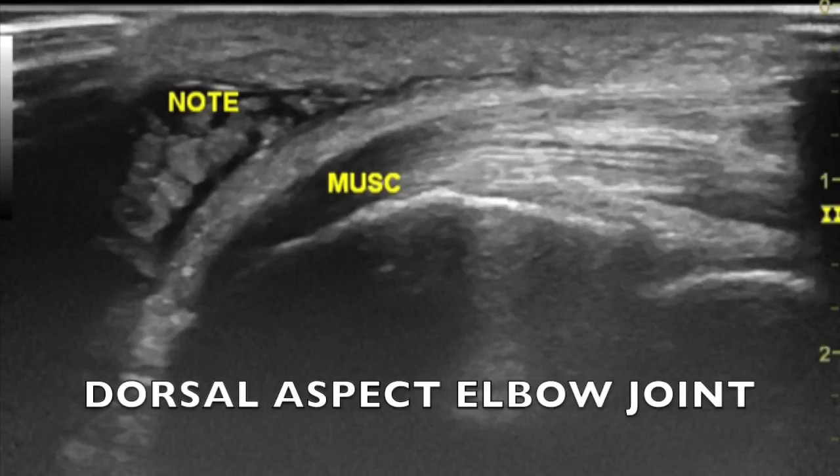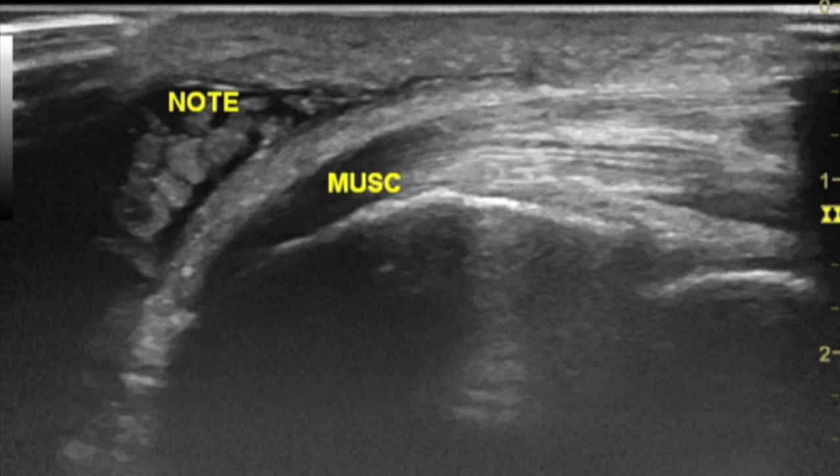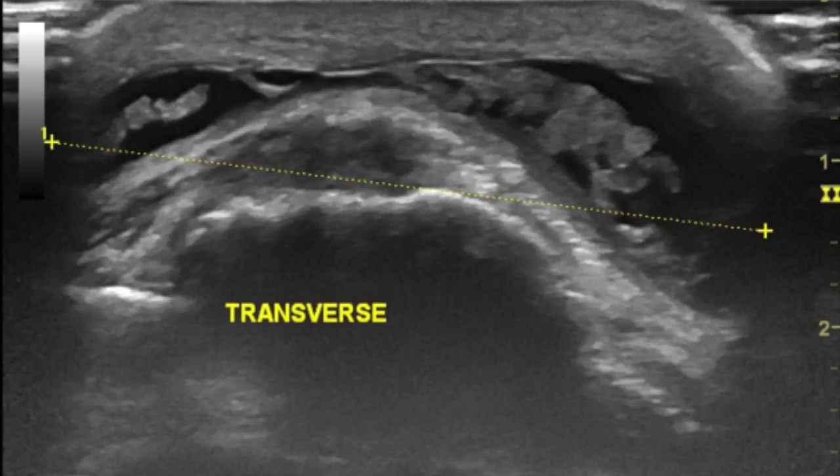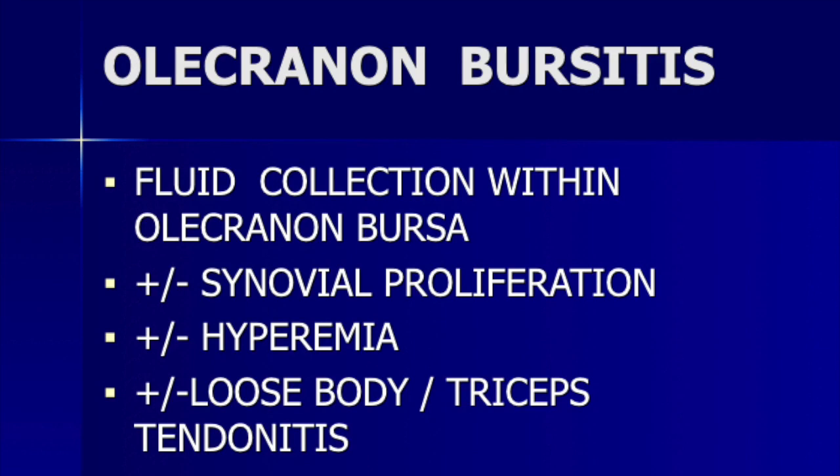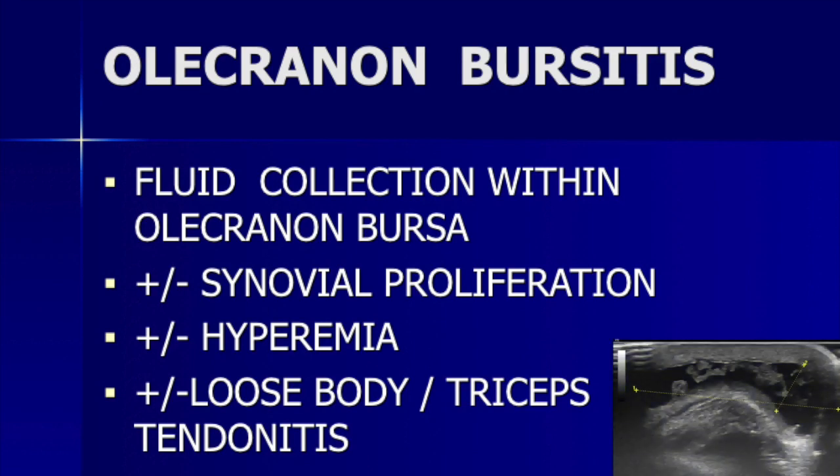Case number 7. This is a simple case. These are images at the posterior aspect of the elbow joint, dorsal aspect, bone, muscle, and there's some fluid collection with a lot of soft tissue thickening. So fluid, soft tissue thickening, the bone interface, what are we dealing with? See that fluid much better there now. This is the dorsal aspect of the elbow joint. Simple, olecranon bursitis. Fluid collection within the olecranon bursa, with or without synovial proliferation, with or without hyperemia, and with or without loose bodies within and associated triceps tendonitis.